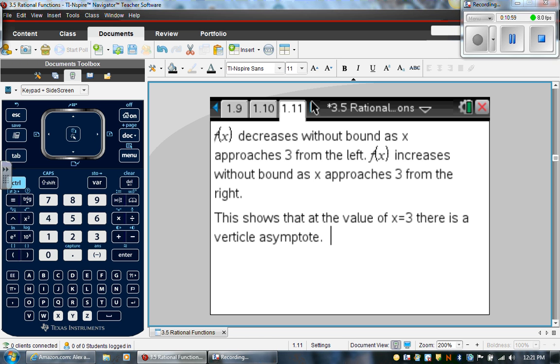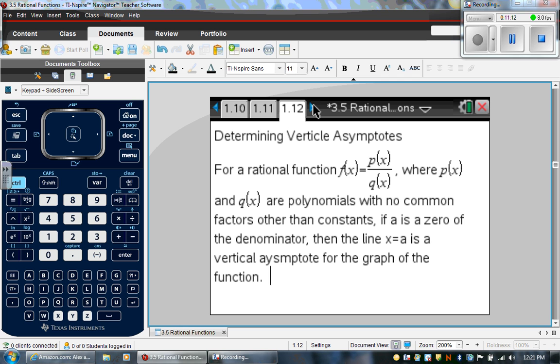f of x decreases without bound as x approaches 3 from the left, and f of x increases without bound as x approaches 3 from the right. This shows that at the value x equals 3, there is a vertical asymptote. Exactly what I just said, right? So how do we determine a vertical asymptote? Basically, all we have to do is determine the value of x that makes my function undefined. So what makes my denominator equal to 0?